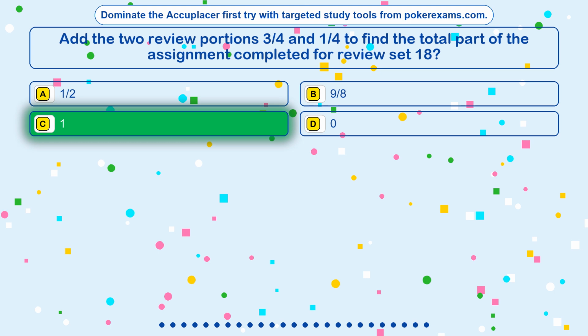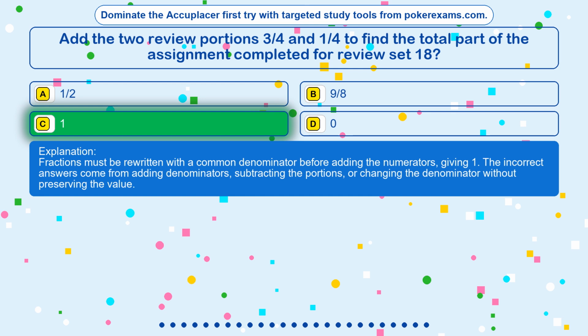The correct answer is option C, 1. Fractions must be rewritten with a common denominator before adding the numerators, giving 1. The incorrect answers come from adding denominators, subtracting the portions, or changing the denominator without preserving the value.